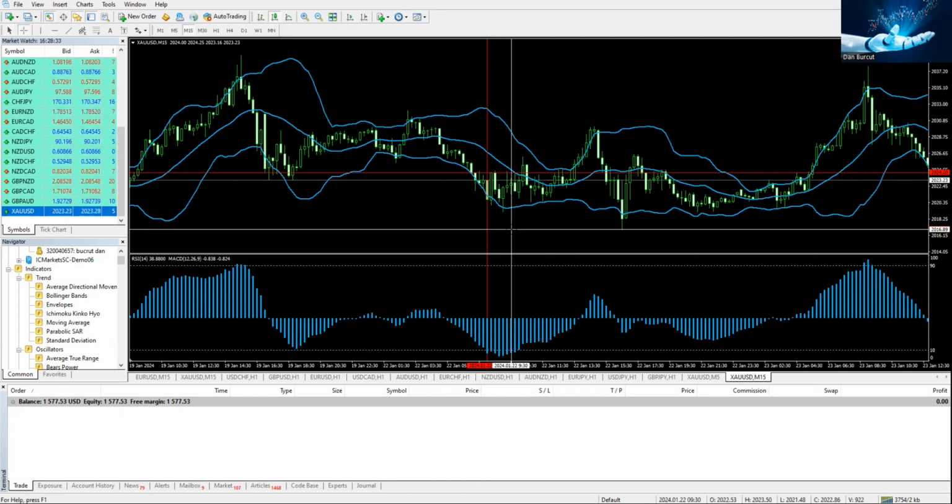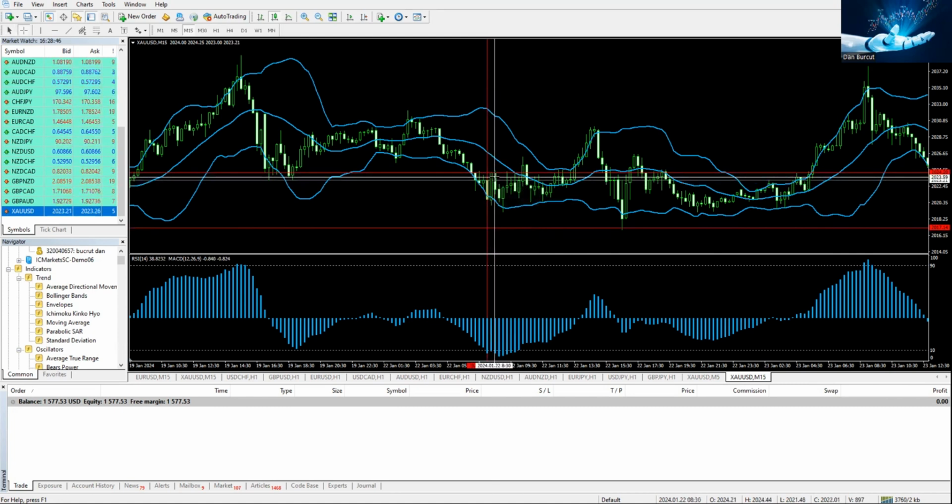Okay, somewhere around here, I guess. Okay, even a bit higher, just like this. All right, so my entry point was here. Okay, this candle closed, I've entered on the next one.